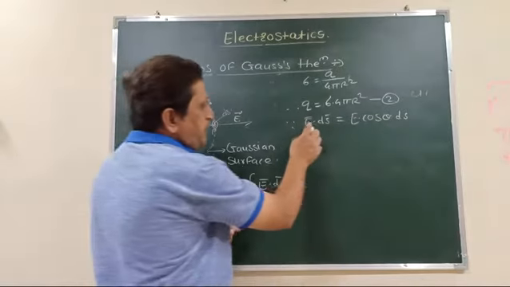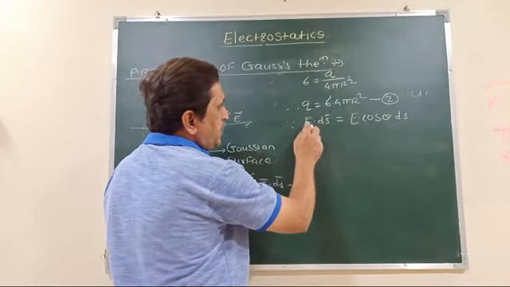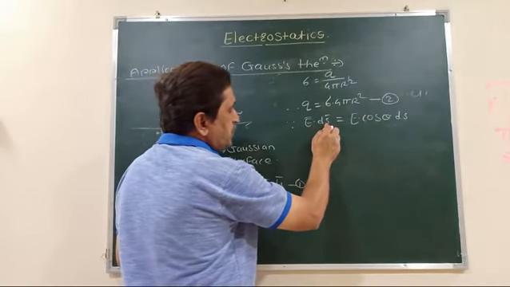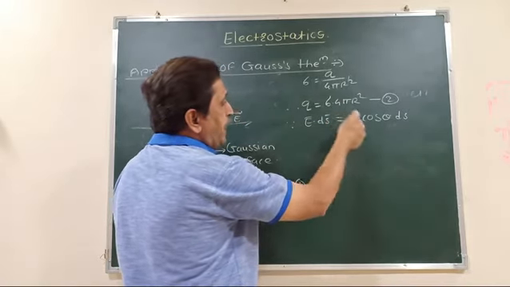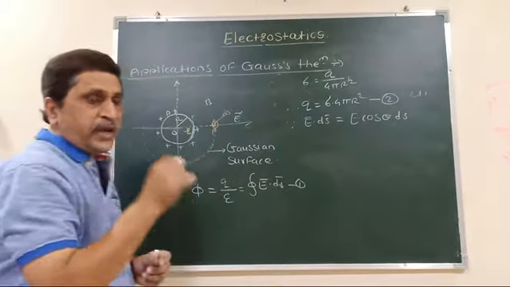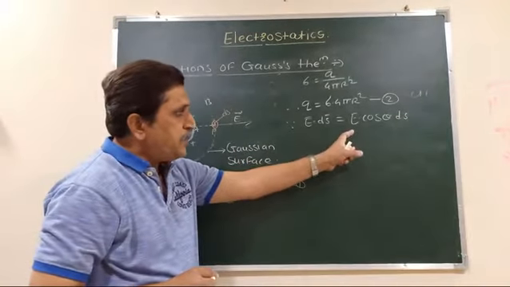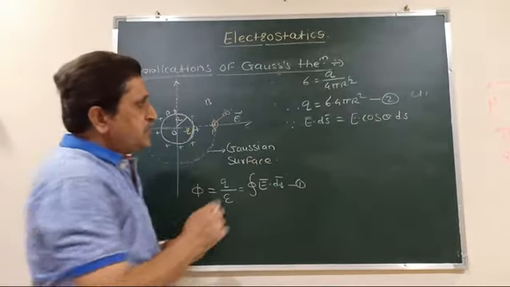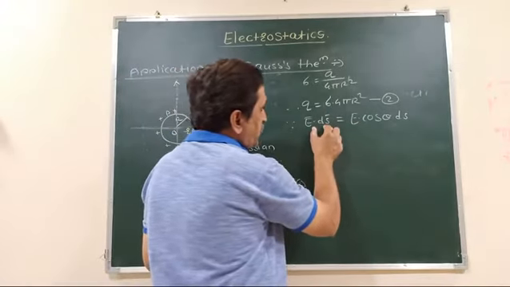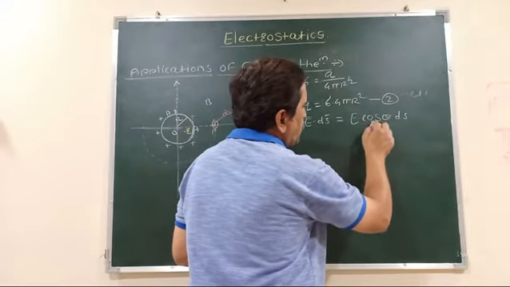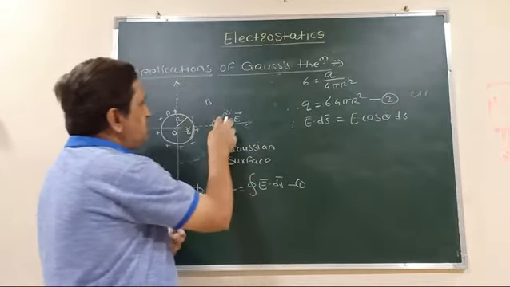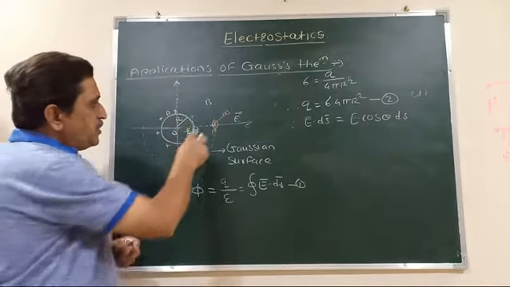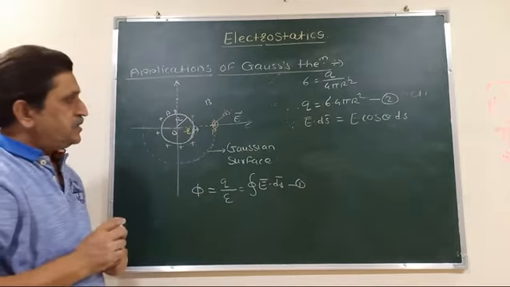When we take this in vector form, what do we write? Vector E dot vector ds. And when we write that in magnitude form, we have to consider the angle between the direction of electric intensity and area ds. Therefore, we can write this vector form as E cos theta into ds, where theta is the angle made by the area ds with the direction of electric intensity.